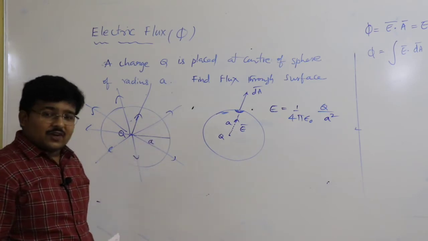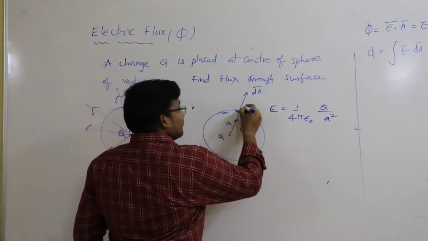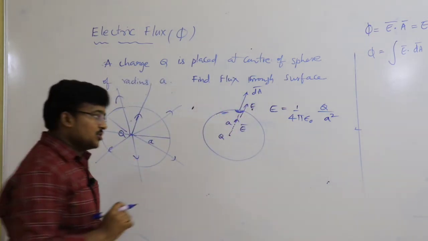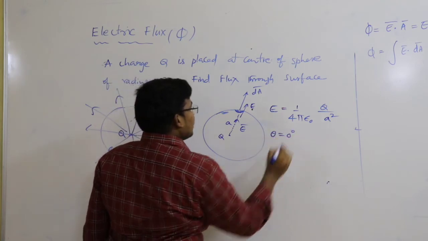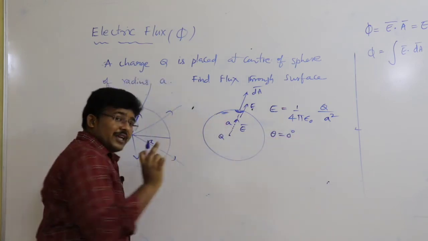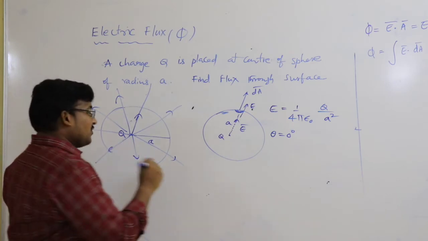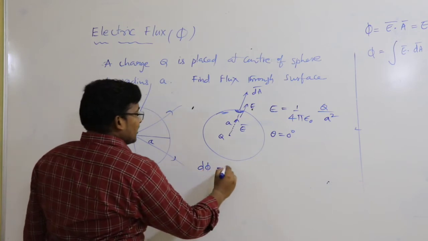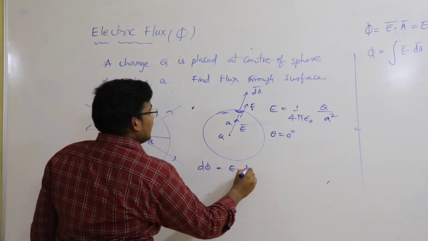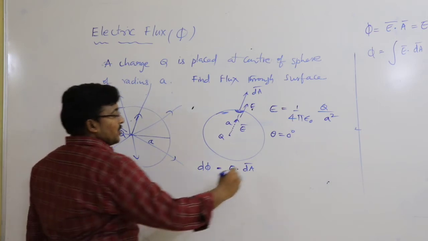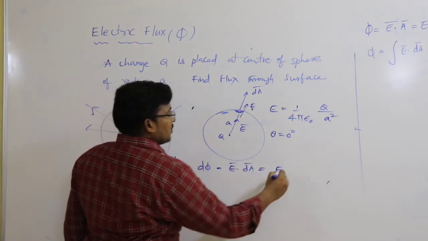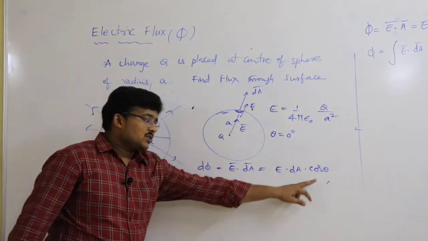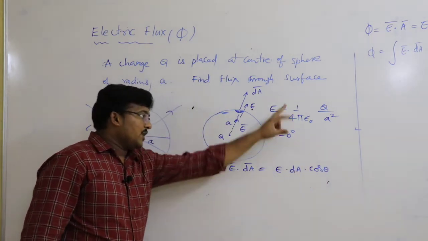Now they are asking for flux, and you know that the electric field and area vector are both in the same direction. So theta is 0 degrees. Now I am taking a small element. What is the flux for a small element? d phi is equal to electric field dot dA bar, so E into dA into cos theta. As theta is 0, cos theta is 1, and E into dA you can place.